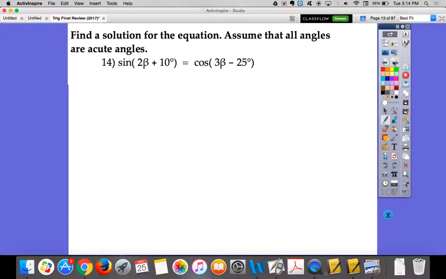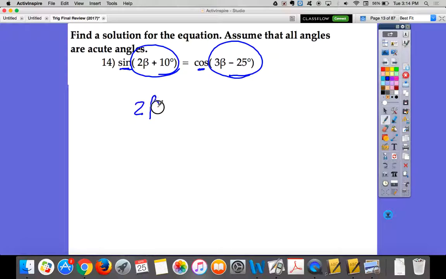We might have time to squeeze another one in. Assume that all angles are acute, and we're trying to look for the solution. When you look at this and you start thinking about the relationship between sine and cosine, the only relationship they have is cofunctions, which is what we just talked about. Cofunctions of complementary angles are equal. So that means if these things are set equal, our angles must be complements. Translation, these angles must add up to 90.